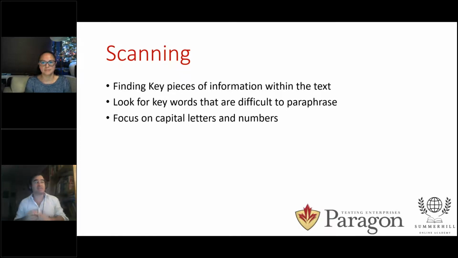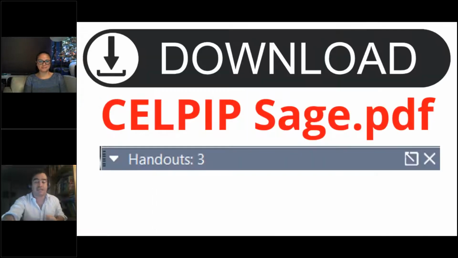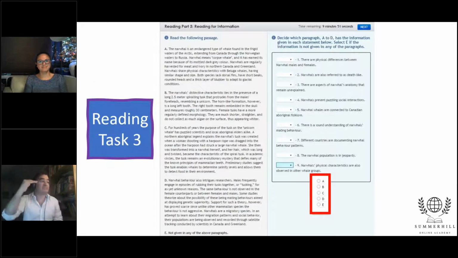Now, if you're just joining us right now, we're focused on reading task 3. And as Anna mentioned, for this particular task, you only have 10 minutes. And there's always going to be the A, B, C, D paragraph, and then there's an option for E, which is not given in any of these paragraphs. So for this type of task, you have a drop-down menu of A, B, C, D, and E. You get to choose which body paragraph you can find that information in, or you choose E, meaning you can't find that information in the text.